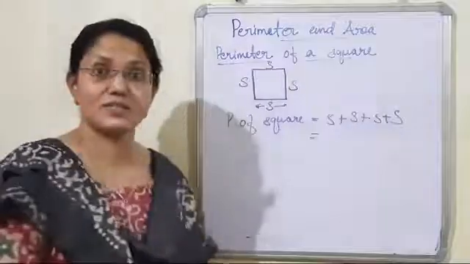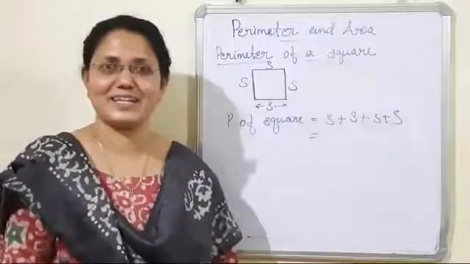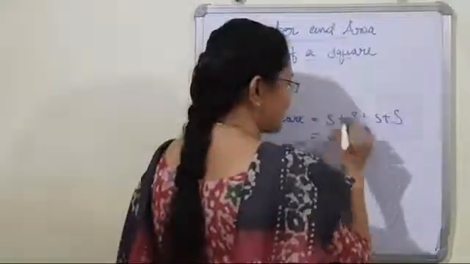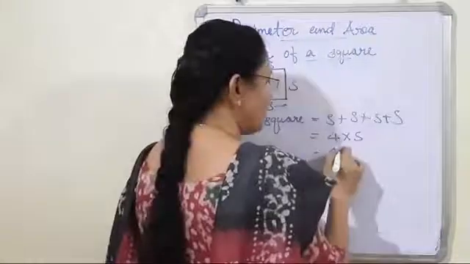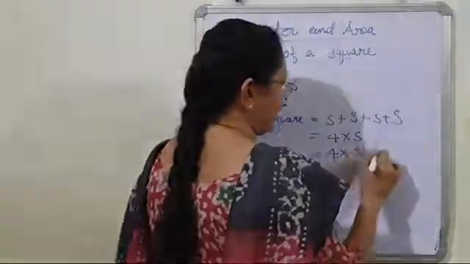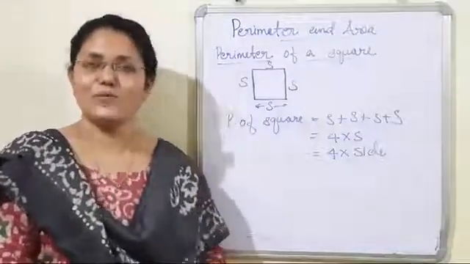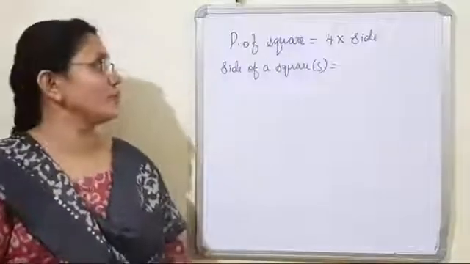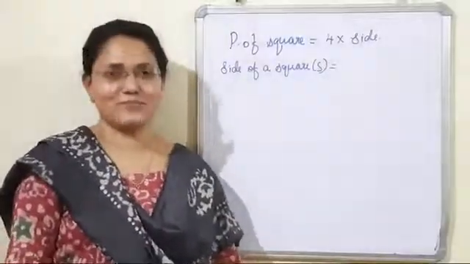Here 4 times S is added. Repeated addition is what? Multiplication. So how can we write it? Yes, 4 into S, or 4 into side. Okay. Perimeter of a square is what? 4 multiplied by a side. Okay. Now children, you have learned the perimeter of a square is 4 into side.